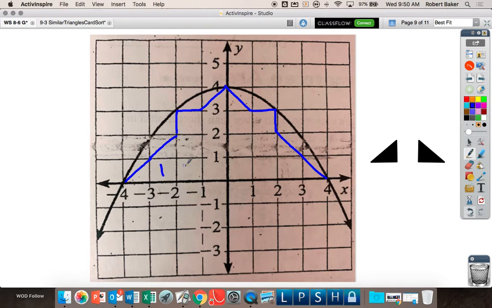So I got 1, 2, 3, 4, 5, 6, 7, 8 and a half. I got 8 and a half. 8 and a half times 2 is 17. Yeah, split. It's almost a pyramid. Almost, yeah, it's a weird shape.